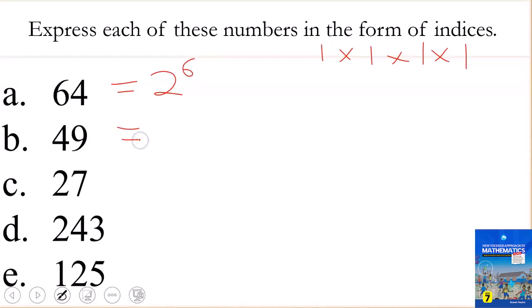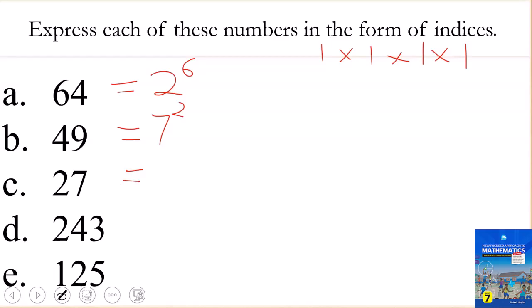Again, if I pick 49, I can't use 3, I can't use 4. The reason is that 3 cannot divide 49, so there's no way if I repeatedly multiply 3, I can get 49. But I can think of 7, because I know 7 times 7 will give me 49. So 7 exponent 2.